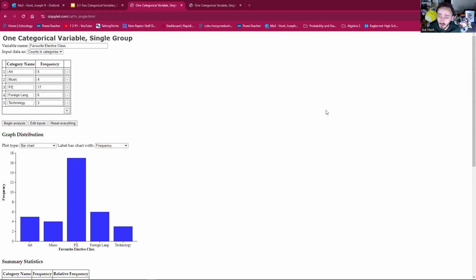Okay, so what I've done is I've taken some data that I collected from my students last year, and I've entered it into the one categorical variable single group calculator. The reason I've done the one group so far is even though I'm going to ask you guys two questions, we're going to leave them separated and then think about some of the potential relationships as our next step.